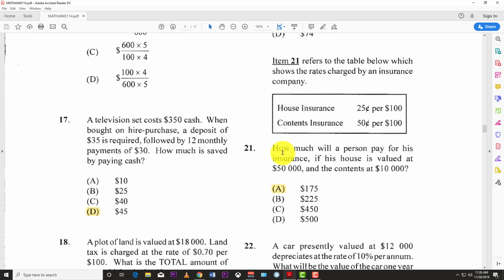Item 21 refers to this table right here. House insurance is 20 cents per $100. Content insurance is 50 cents per $100. So the question asks, how much will a person pay for this insurance if his house is valued at $50,000, small house, and his contents at $10,000? And the answer here is A, $175.